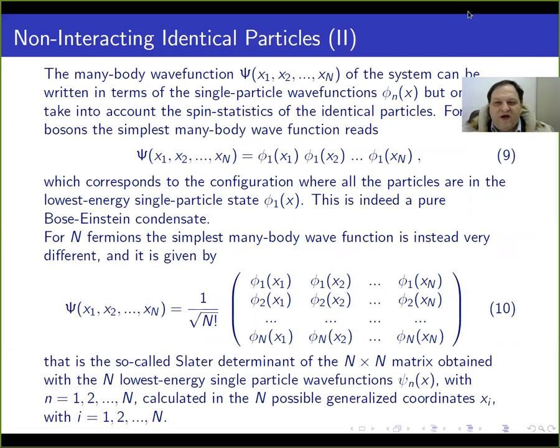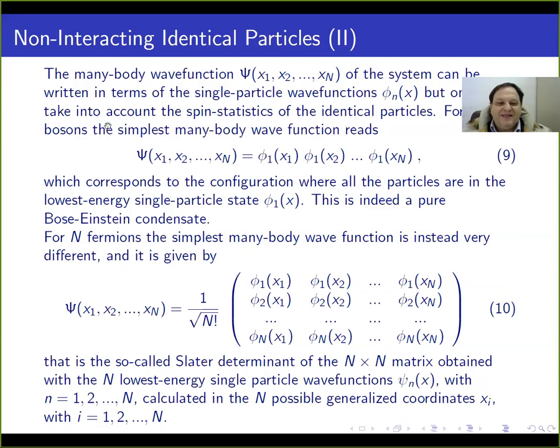The many-body wave function capital psi, function of x1, x2, etc., up to xn of our system, can be written in terms of the single particle wave function small phi, subindex n of x. But one must take into account the spin statistics of the identical particles. For n bosons, the simplest many-body wave function is such that all the particles are in the same single particle wave function.